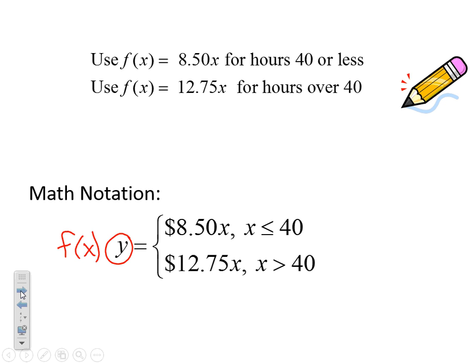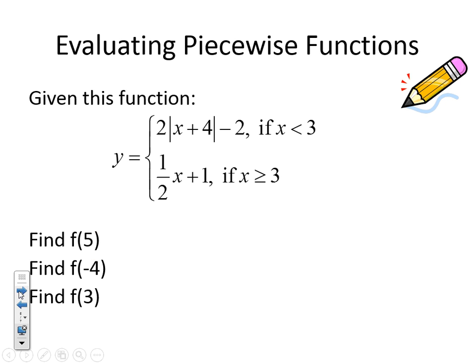It's going to say 8.50x, where this means that our x value has to be less than or equal to 40. Our next equation would be y equals 12.75x, where x is greater than 40. So after we work 40 hours, that's the equation we'll work with. Now today we're going to work with piecewise functions, and we're going to evaluate when we're given different x values.